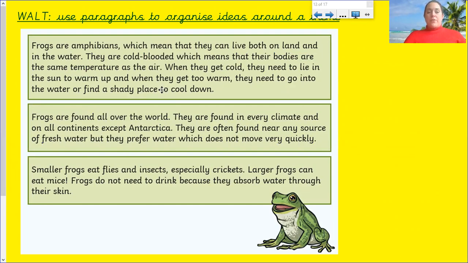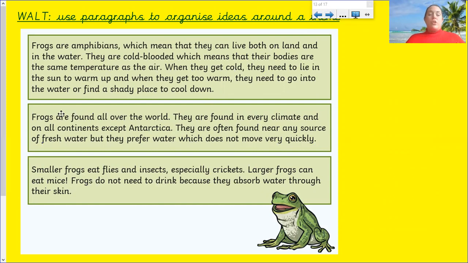So you stop the first section after "shady place to cool down." This is all about what frogs and their bodies are like and how they are cold-blooded. We then have a separate paragraph about where frogs live, and a separate paragraph here about the things that they eat and how they drink. So, three logical topic areas.